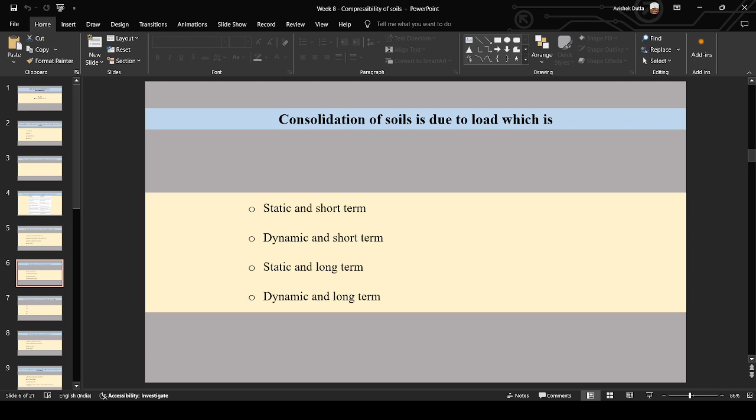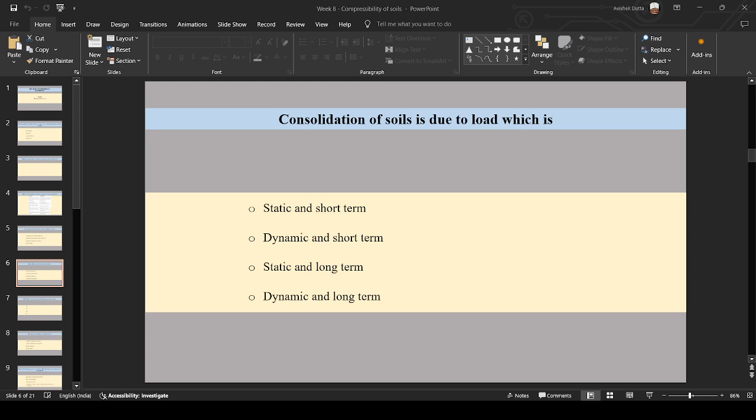This question basically means: what is the type of load that can make consolidation happen in soils.